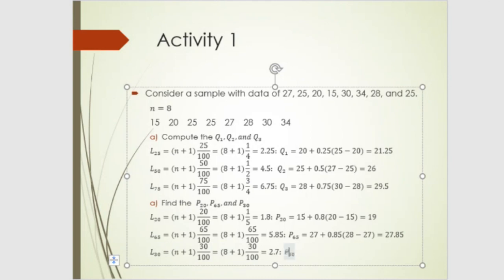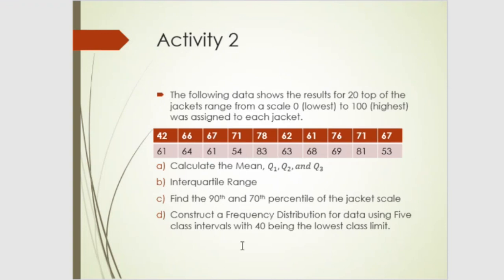Okay, here we have P30. So it's going to be shared between, we said 2.7, so it means it's 20 plus that 0.7 into 25 minus 20. This will be our 30th percentile. 20 plus 0.7 into 25 minus 20, close brackets. I'm getting 23.5, which is acceptable. All right, let me move to the second activity.